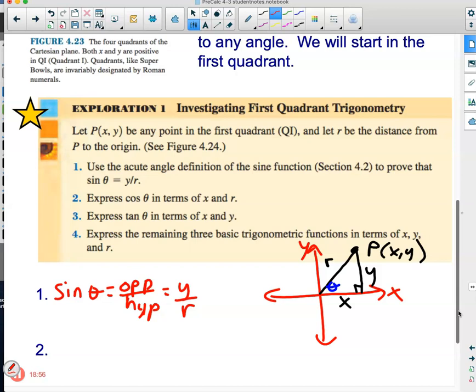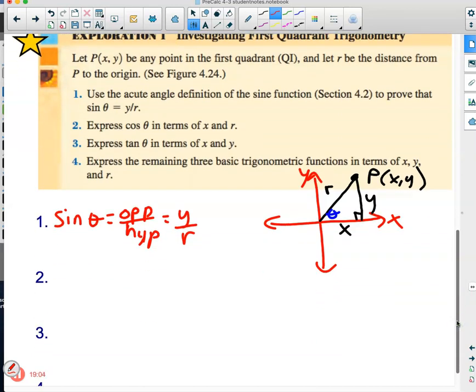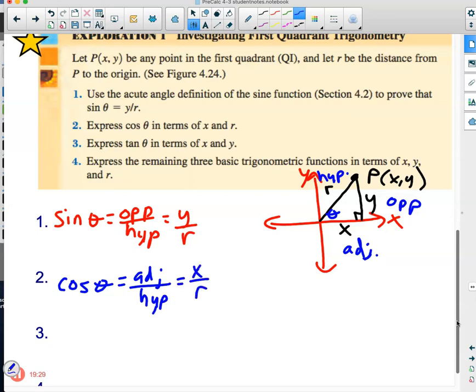Just using our definition of sine. And then number 2 says, well, what about cosine of theta? Well, it's all labeled. All we have to do is come along and say, this is opposite, this is adjacent, and this is hypotenuse. And we can talk about any of those definitions for the 6 trig functions. So cosine of theta, adjacent over hypotenuse, would definitely be x over r.